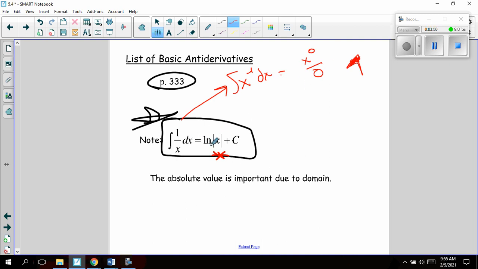It really is this natural log. And then you can't take the natural log of negative numbers. So that's why that absolute value is there, which is what this statement here says. So the absolute value is important because the domain of natural log, you have to use positive numbers. Okay, so if you need to write some of those down, hit pause, write them all down for that.